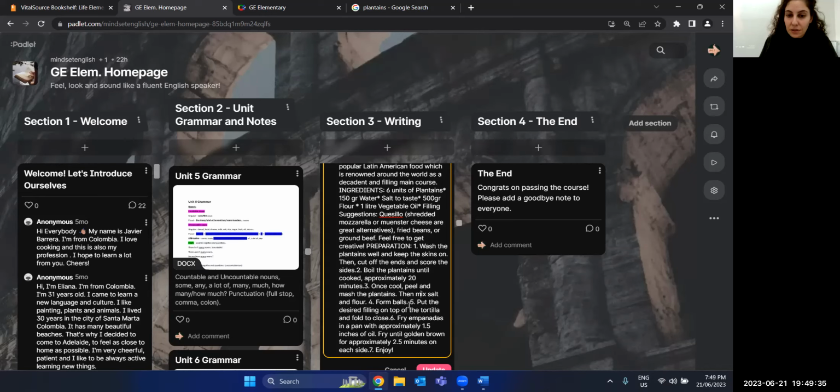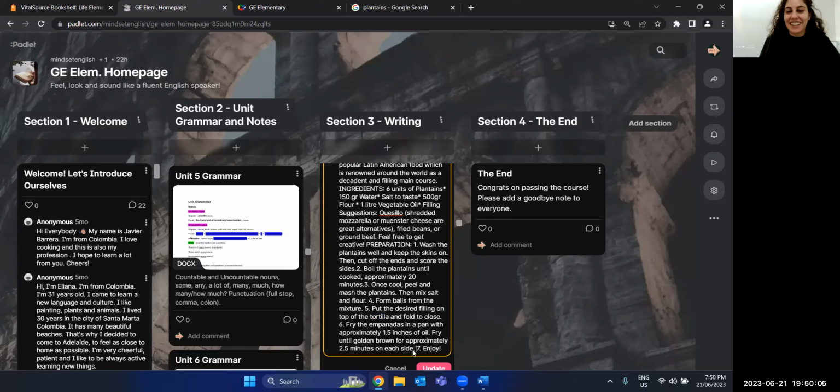4, form balls from the mixture. 5, put the desired filling on top of the tortilla, the plantains, right? And fold to close. 6, fry the empanadas in a pan with approximately 1.5 inch of oil. Fry until golden brown for approximately 2.5 minutes on each side. 7, enjoy. I like that.